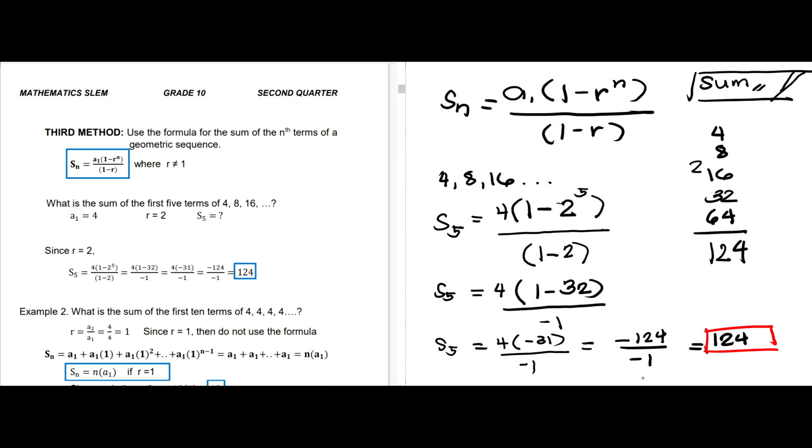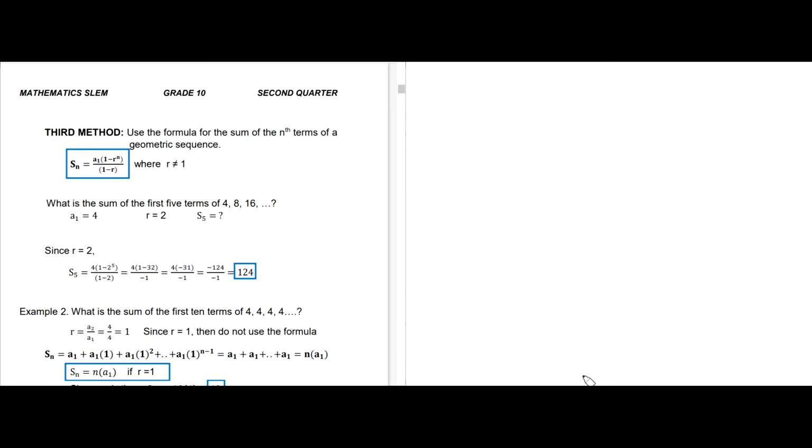Mas mabilis to. Yes, mas mabilis to. What if the question is, find the sum of the first 10 terms, first 12 terms, first 15 terms? Hindi mo na masyado magagamit to. Okay? So, pares lang naman sila ng sum or ng sagot. Pero this one is mas mabilis, yung may formula syempre.